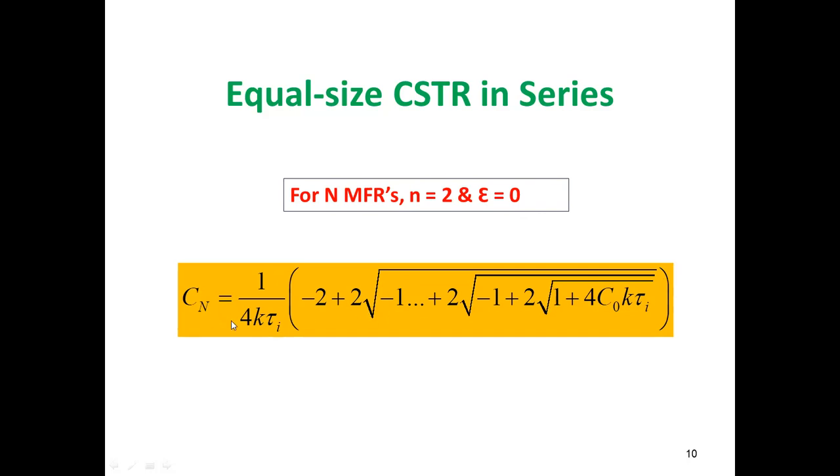So your C sub n is equal to 1 over 4k tau I, which is the space-time for your particular reactor, times this. So it's actually a pattern. Negative 2 plus 2 square root of negative 1 plus 2 square root of negative 1 plus 2 square root. This is the last square root expression. On how many of this you will have. So you have negative 2 plus 2. It's now negative 1 plus 2 always. Square root of negative 1 plus 2 always. It will only end with this when you have it reached already n minus 1.